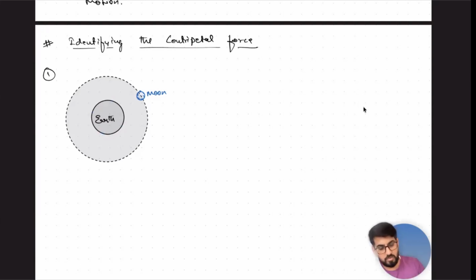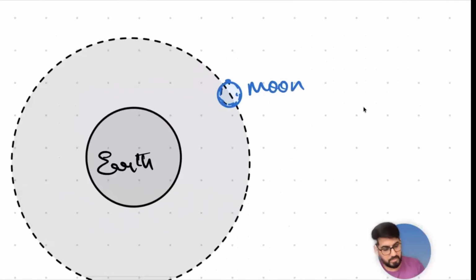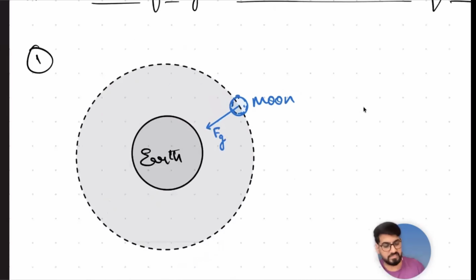Why is the moon revolving in a circular motion? Very good. So we know that the moon is revolving around the Earth because of the gravitational force. When I draw the free body diagram for this case, I will simply draw a force acting towards the center of the Earth, and I will name it as Fg, not Fc.